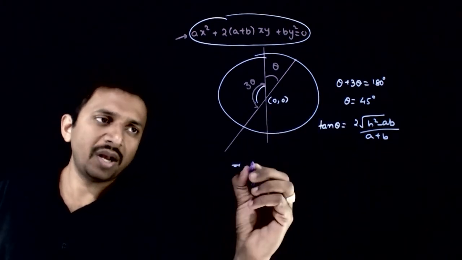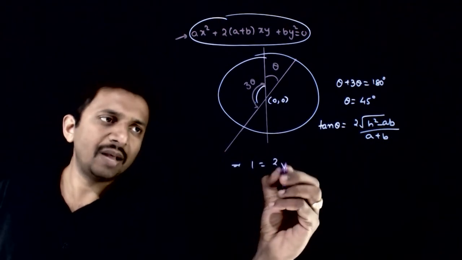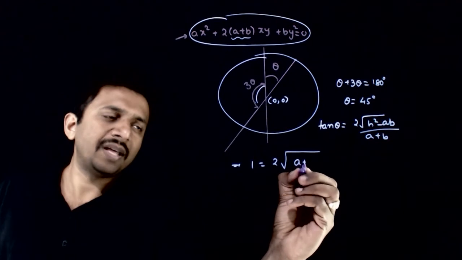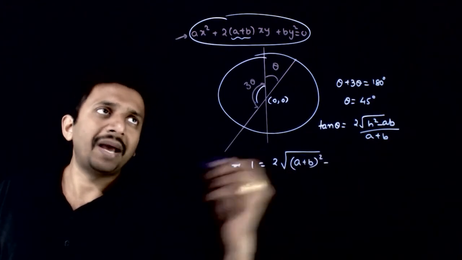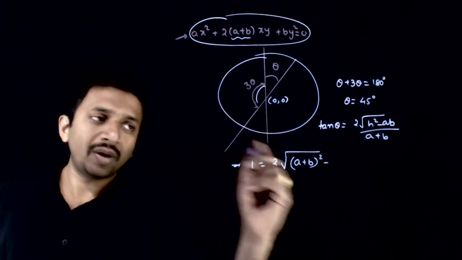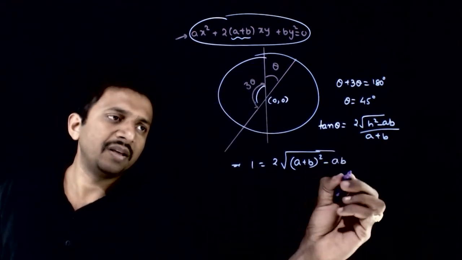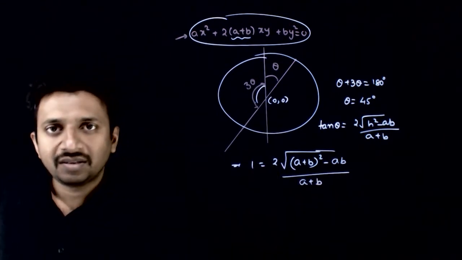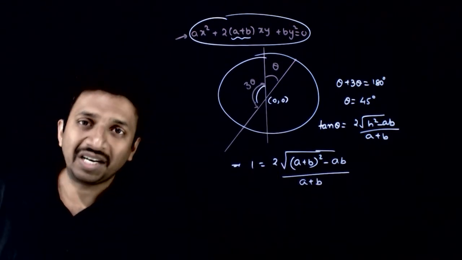So tan theta is 1, is equal to 2 times root of h square, where h square is (A plus B) whole square minus AB, that is the x square coefficient into y square coefficient, minus AB by A plus B. So this is the condition which needs to be valid.